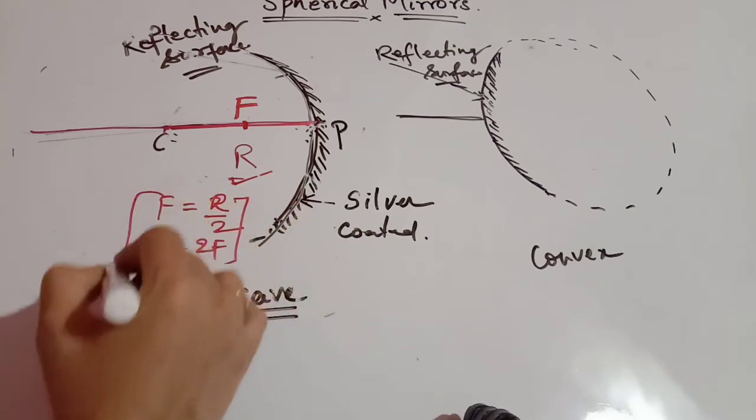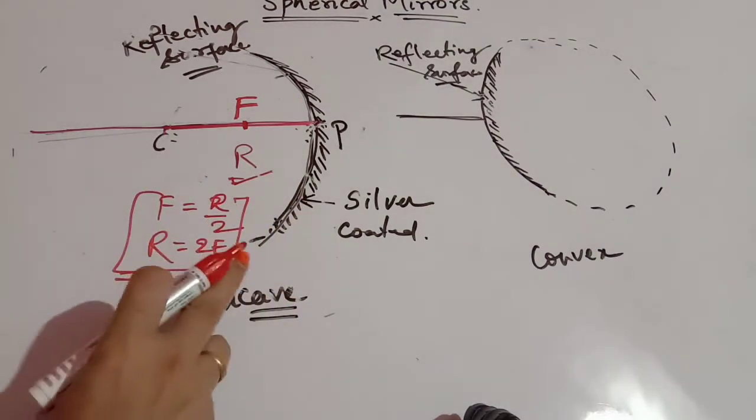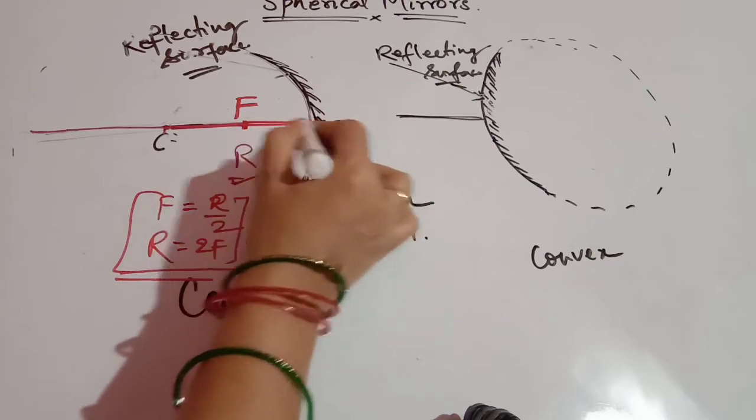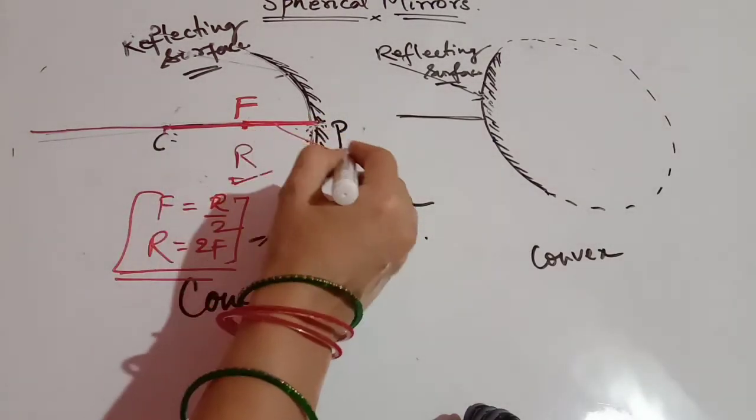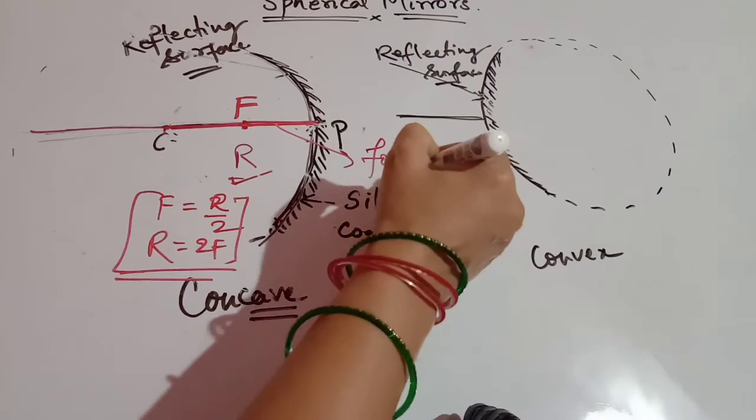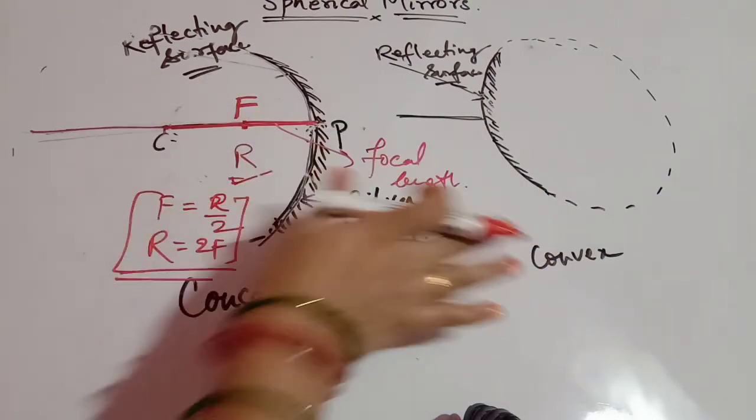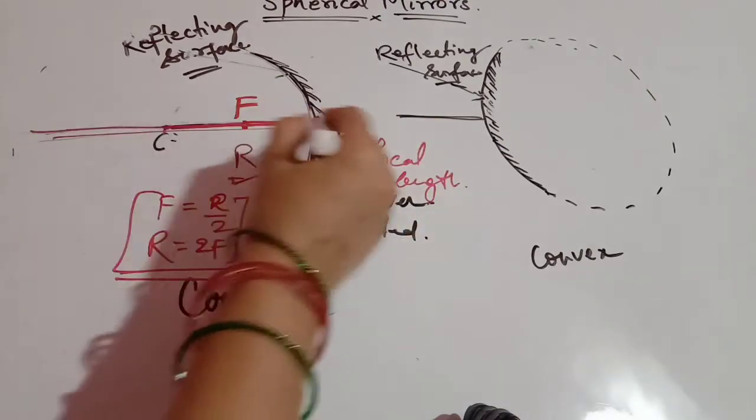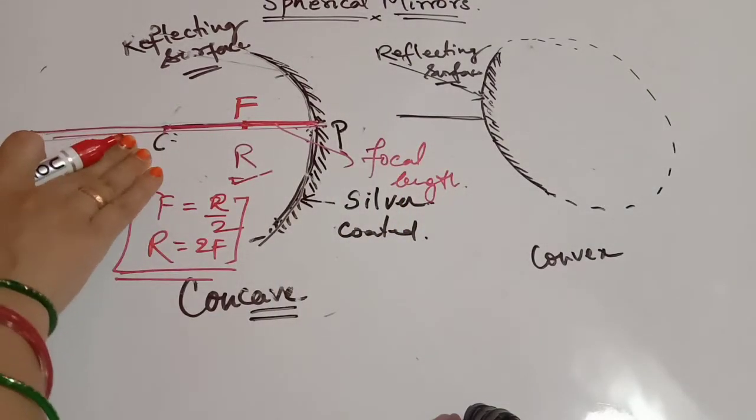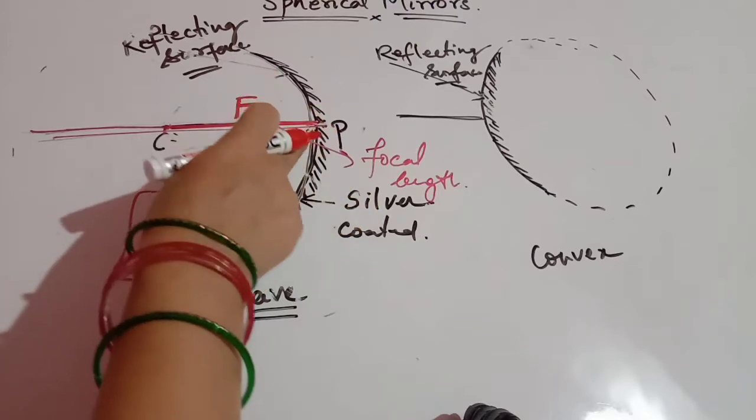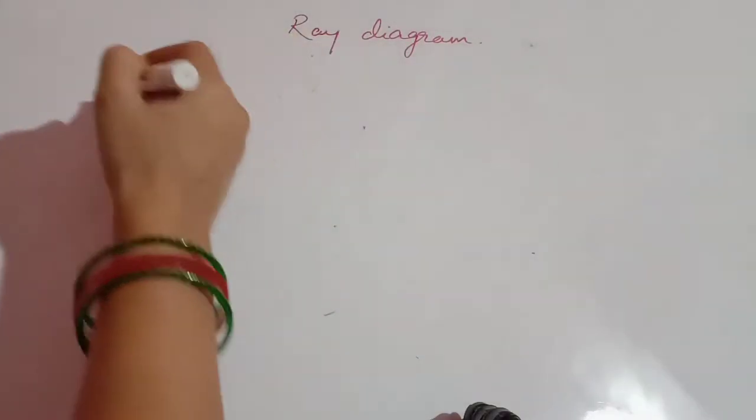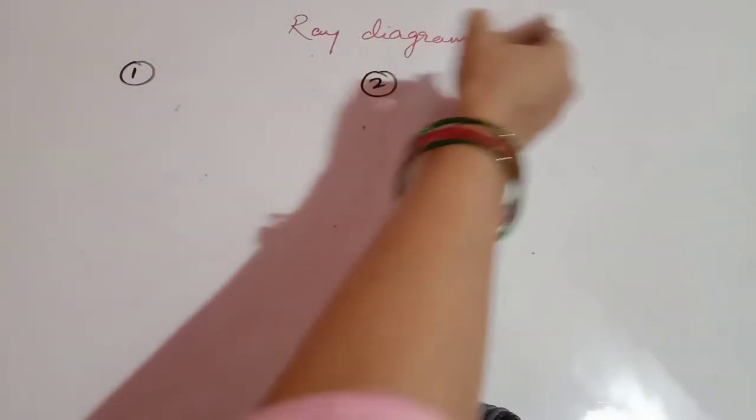So you have to understand this also: the relation between the radius of curvature and the focus. The distance between the focus and the pole is known as the focal length. This much distance is known as the focal length. We follow the same for the convex mirror also. So what points do we understand in the case of a mirror? We understand the principal axis, the center of curvature, radius of curvature, pole, focus and focal length. Now for the ray diagram we have three simple rules.